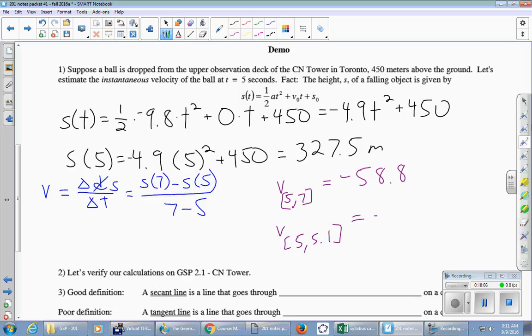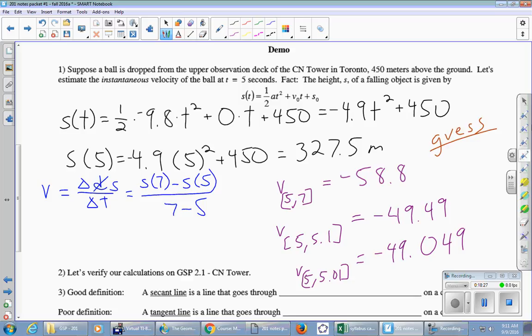5.1, and that was negative, yeah, I think that's right. And then I think the last one we did was 5 to 5.01, and that was negative 49 point, is it just 049? Great. And we also did 4.99. And so we just make our best guess. I'm just going to write the word guess, because we don't know yet technically, but the instantaneous velocity at 5 seconds, maybe negative 49 meters per second. It's the best we have right now.